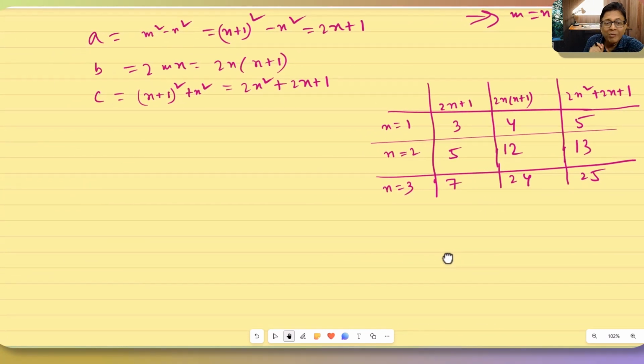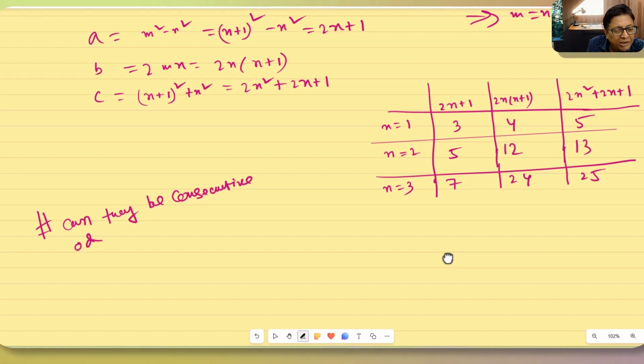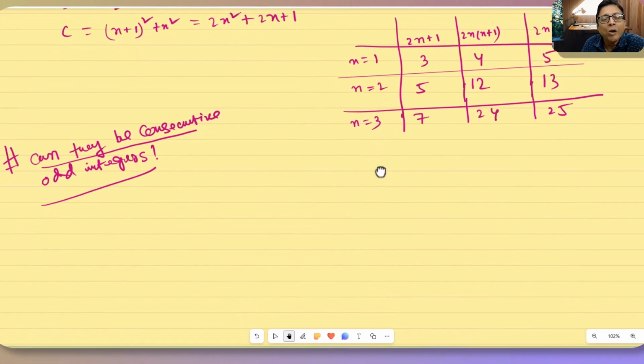Okay. Now a question arises, can they be consecutive odd integers? Can they be consecutive odd integers? Consecutive odd integers for a and b is not possible. Why? Because they have different parity. Not possible for a and b. For b and c, we'll check it. First we check with a and c.